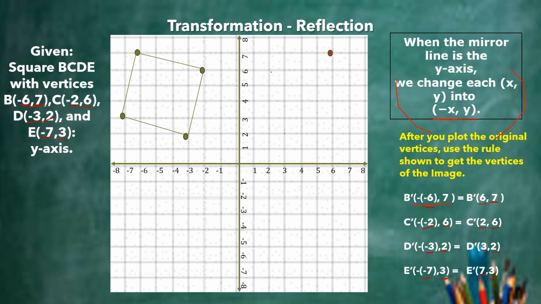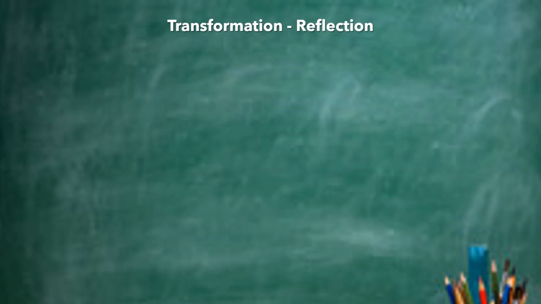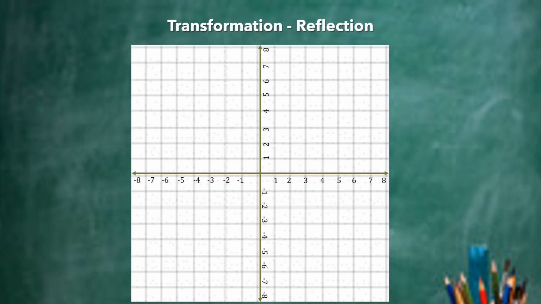So then all we do is plot those points. We plot our (6, 7), our (2, 6), our (3, 2), and our (7, 3). We connect them, and guess what? You now have an image, and you have reflected the original square BCDE with brand new points or vertices. And so that's all you have to do for that. I think it's pretty simple, but let's try some more examples just to make sure, because there are different ways to reflect a shape.